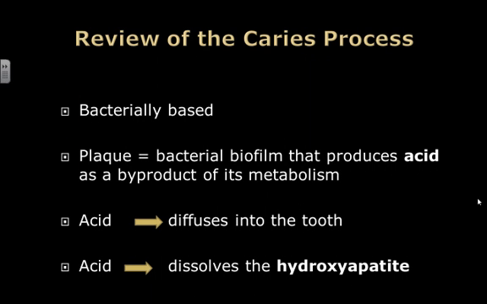When we review the caries process, we look at caries as being bacterially based. It's formed through plaque. Plaque is a bacterial biofilm that produces acid as a byproduct of its metabolism, and that acid attacks the enamel and dentin, the mineralized tooth structure. It diffuses into the tooth until it reaches a critical mass, and the acid dissolves the hydroxyapatite of the enamel and demineralizes the dentin surface. You put all those pieces together and you can make the diagnosis of caries.